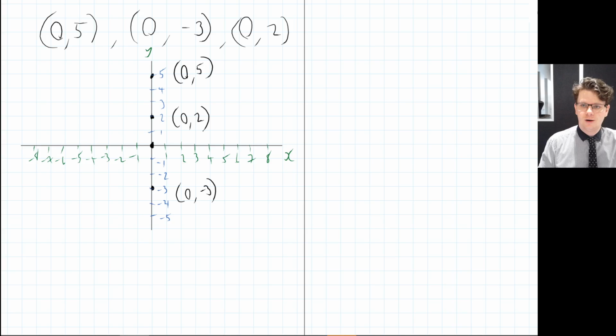Well, 6 tells us to go 6 across. And how far up? Well, 0. So I'm going to go nowhere up. So that's where it's going to go. That's 6, 0. What about the next one? Well, the next one tells me to go negative 2 and then up or down 0. So that's negative 2, 0. And the last one is 3, 0. So 3 across, 0 up or down. So you can see, this is what happens when we have numbers that look like this.